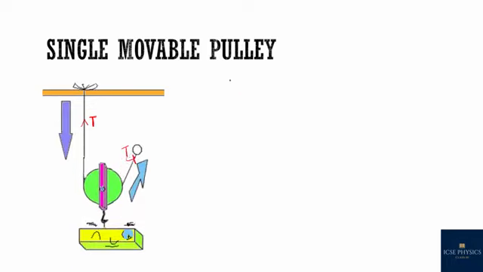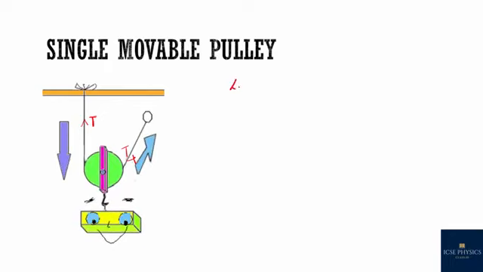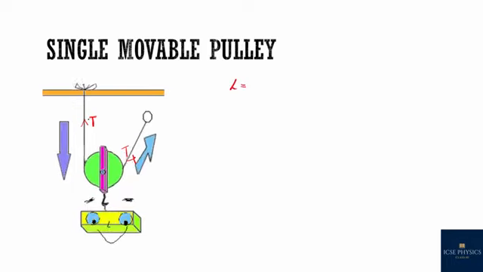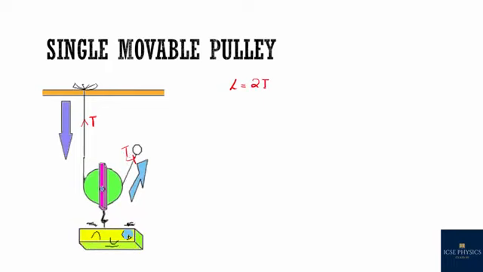Now here again, for calculation of mechanical advantage we need to calculate the load. What will be the load here? The load is balanced by two tensional forces, here one T and here another T. So here the load becomes 2T, right? Because the load is balanced by two tensional forces.